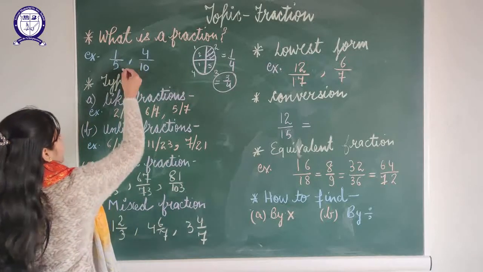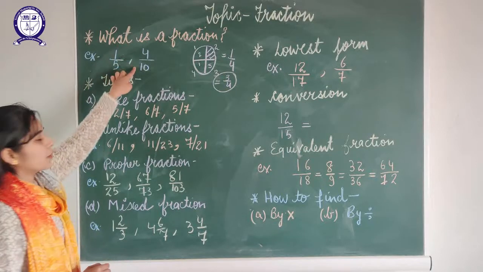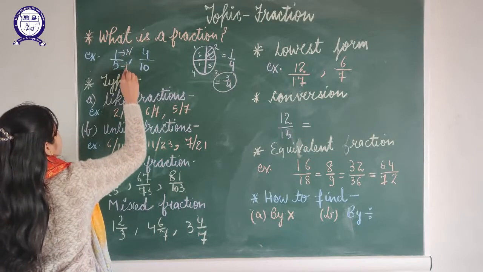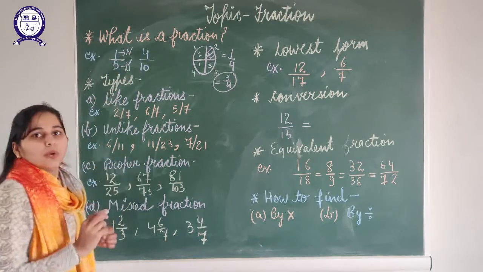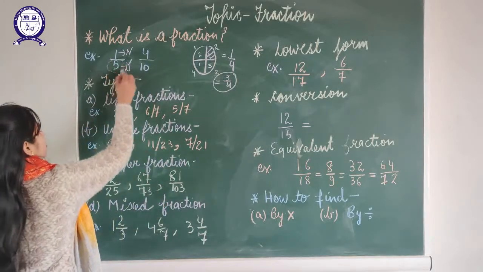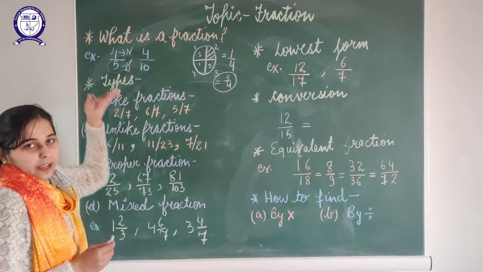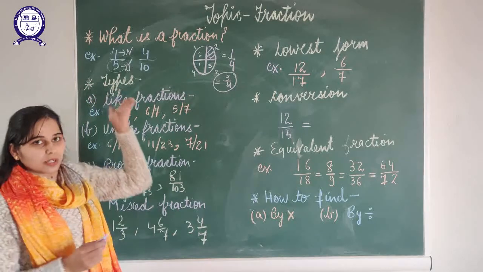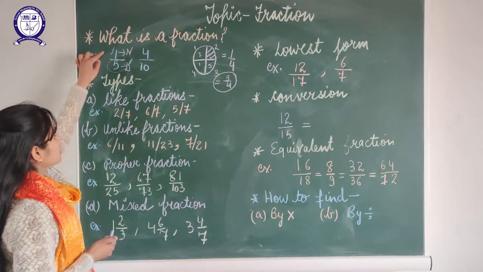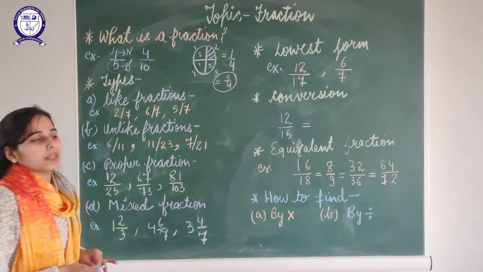So here are 1 by 5th and 4 by 10th. How will we read this? 1 by 5th and 4 by 10th. Here 1 is the numerator, students, and 5 is the denominator, and this is the division line which divides the numerator and denominator. This represents the whole and this represents the part. Suppose we have 5 parts in any figure or object, and 1 is shaded and the rest, 4, are not shaded. Like this, this term is the numerator, this is the denominator. Here 4 is the numerator and 10 is the denominator.